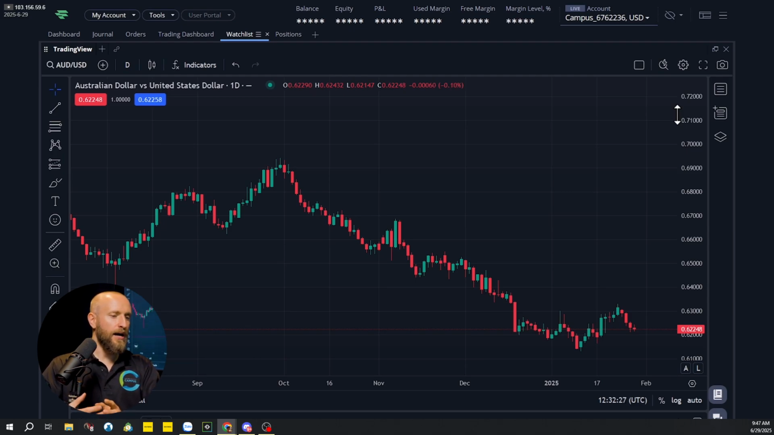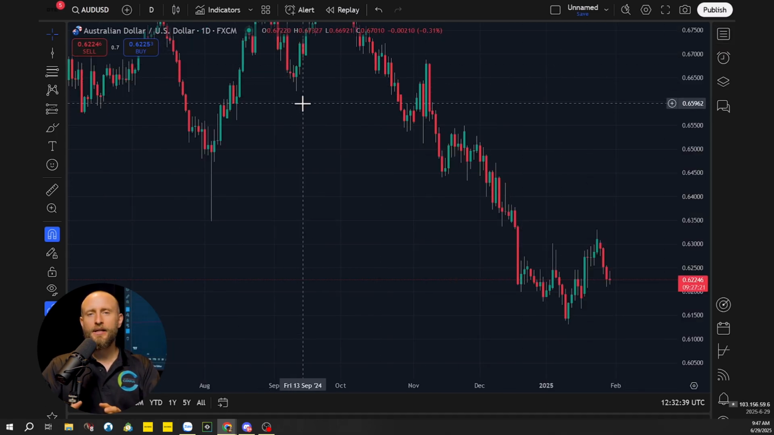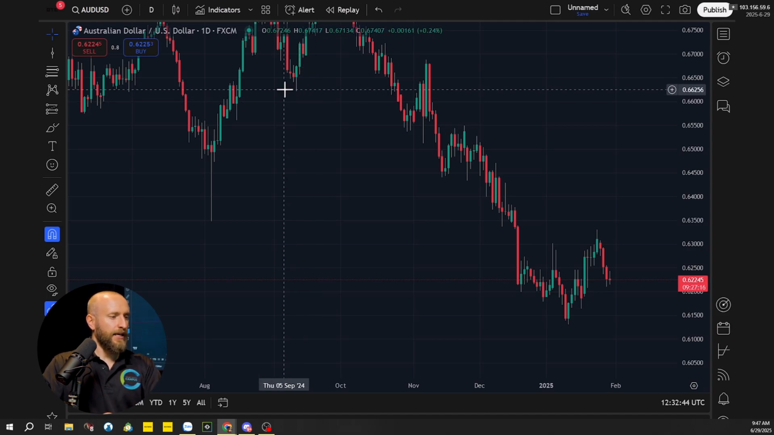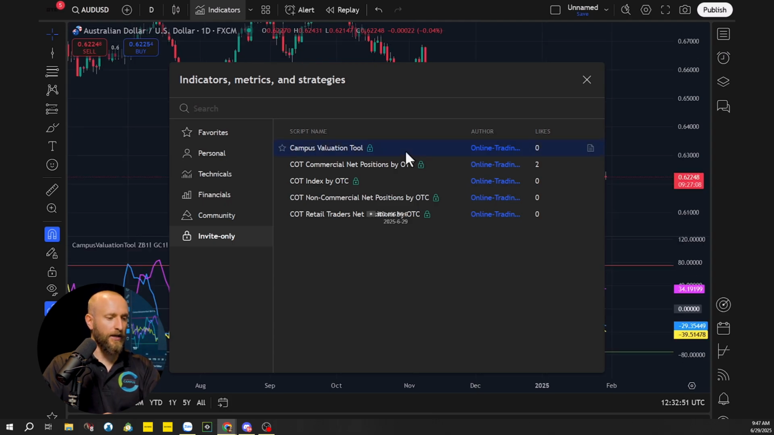So right now, I'm already on Campus Fund, our trading platform. It runs on TradingView, so let's dive in. I've selected the Australian dollar for this example, but like I said earlier in the lesson, valuation works on any asset class. So let's load the indicator by clicking on Indicators and then selecting the Campus Valuation tool. Click on it once and give it some time to load in the background.